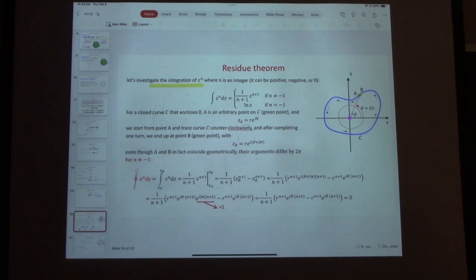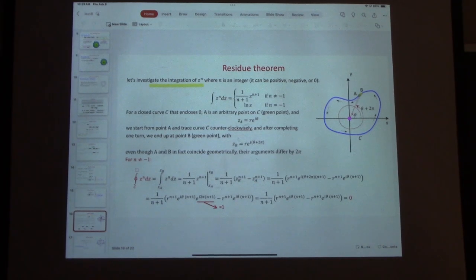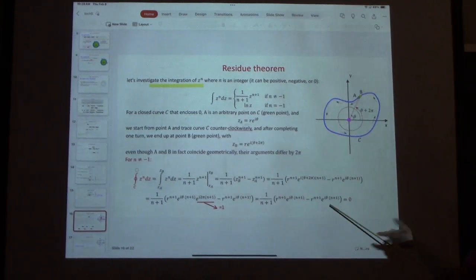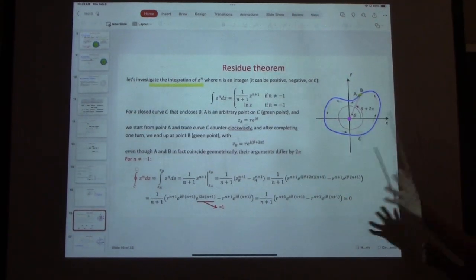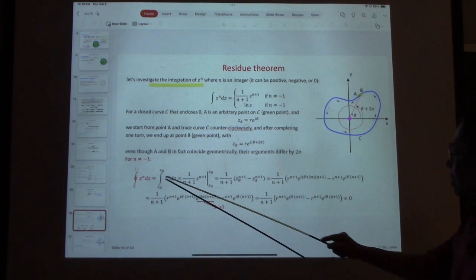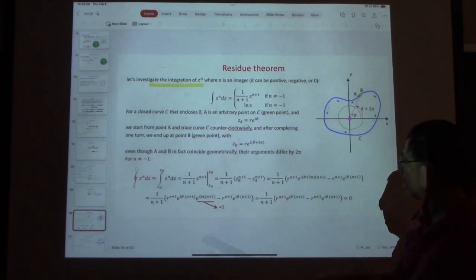So the whole thing came about because when you add a full 2 pi to the argument, or the angle, it does not change anything. So the value is the same, you recover it. The value at B is exactly equal to the value at A. So the difference is 0. That means when you integrate this over any circle, it is 0.